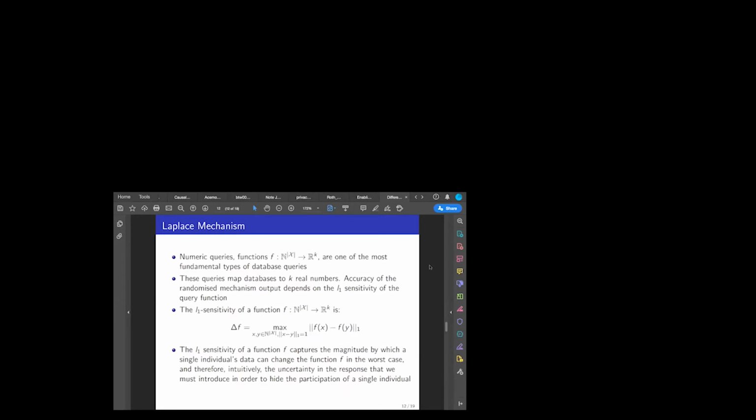These queries map databases to k real numbers, and the accuracy of the randomized mechanism output generally depends on the L1 sensitivity of the query function. Now what do I mean by L1 sensitivity of a query function? Consider that the query function is represented by f. This can be, say, outputting the first k maximum numbers, or some statistic which takes a value in R^k.